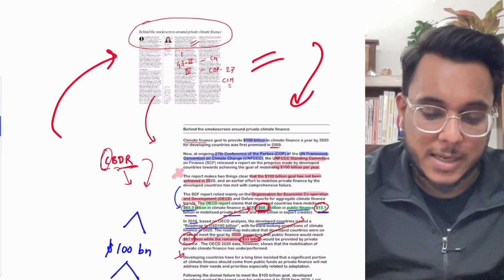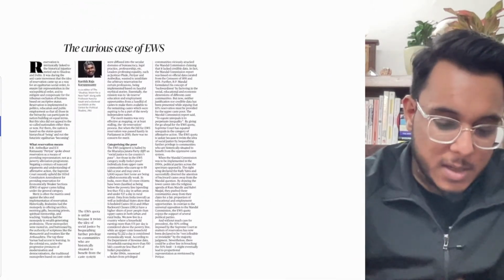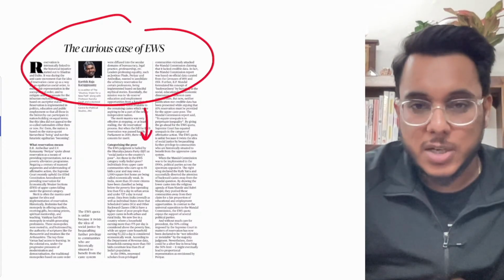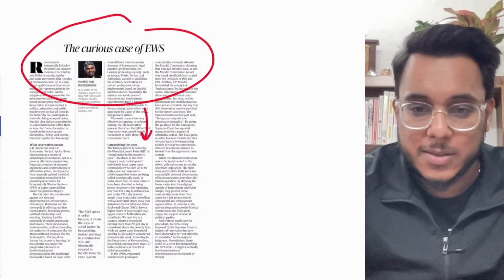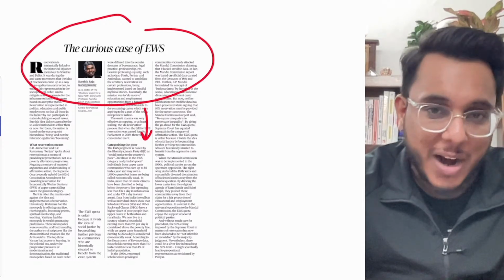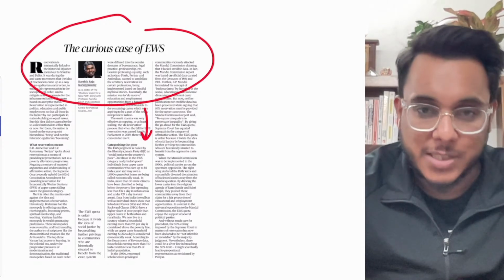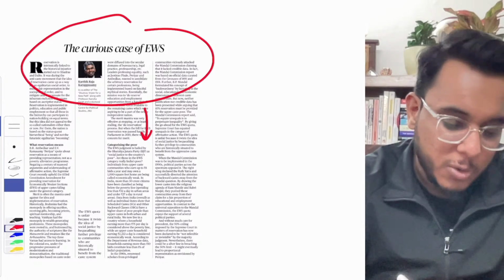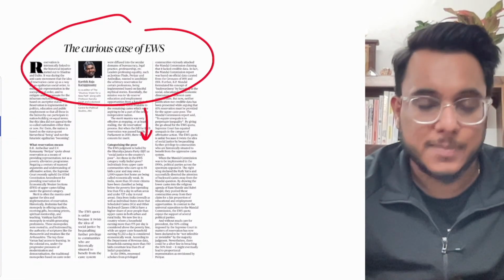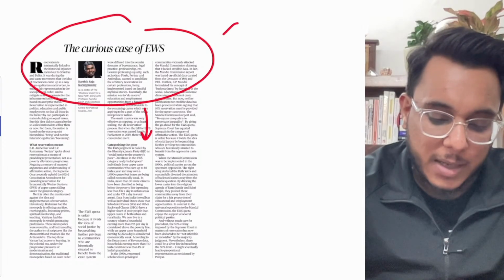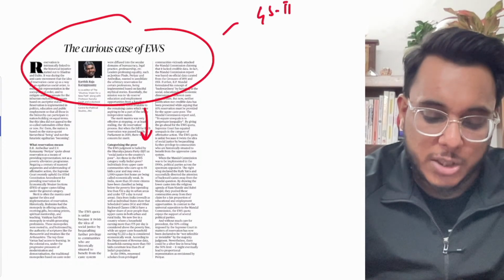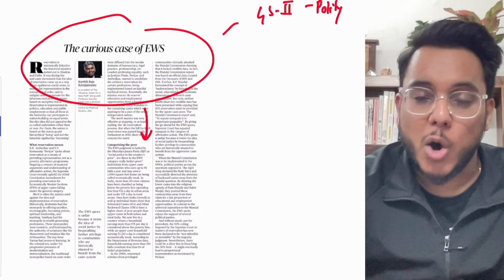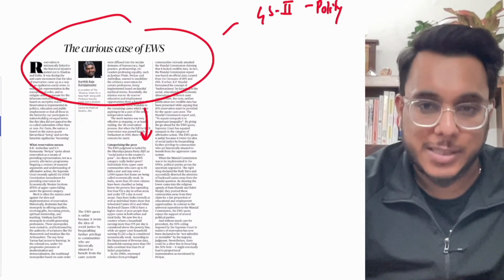Now moving to the next article. The curious case of EWS, economically weaker section reservation. Now guys, I think we have taken 3-4 articles on this line in the past few days. First of all, let me give you the background and then I'll go into this article. But before that, this article will be important for GS paper number 2 polity, within the topic of matters of reservation.